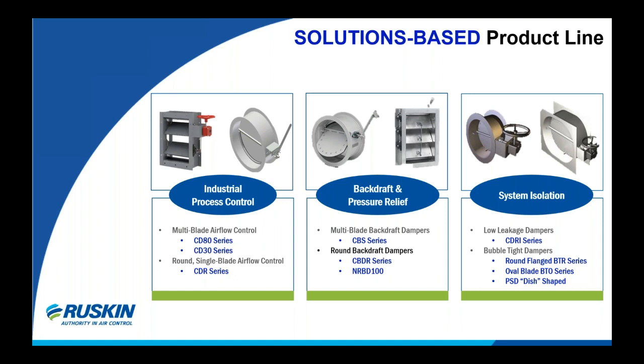Dampers for system isolation, which include models for low leakage applications within the CDRI series of dampers, such as the model CDR-I92. For applications where it's of critical importance that isolation of the airstream is achieved, engineers specify bubble-tight performance. You'll see these called out in specs for labs, clean rooms, and medical facilities, to name a few applications.